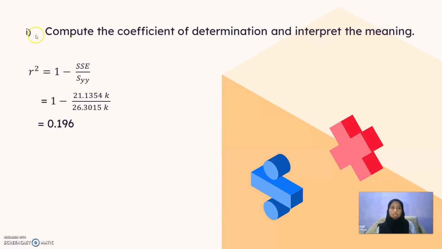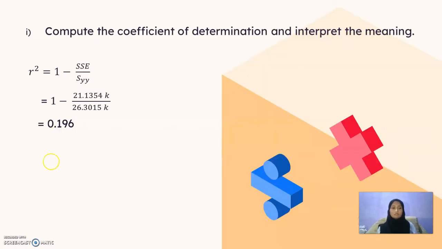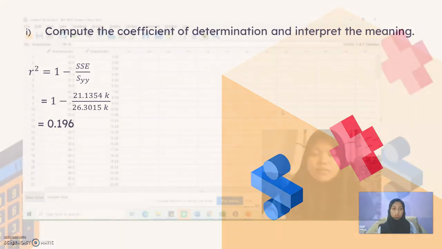And then question I: compute the coefficient of determination and interpret the meanings. So the coefficient is r squared, which is the answer that we get from calculation is 0.1196. So that's all from me. Thank you.